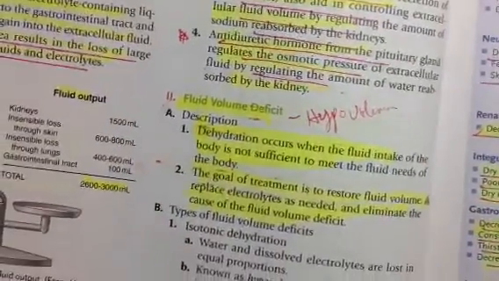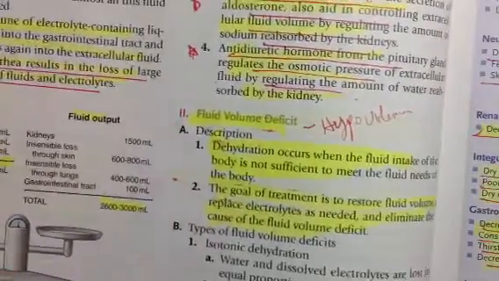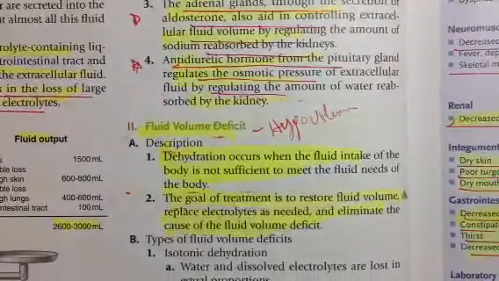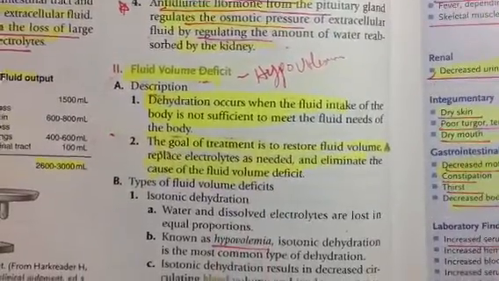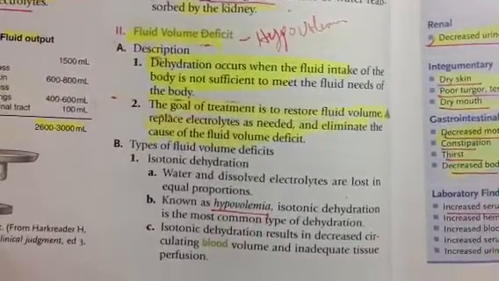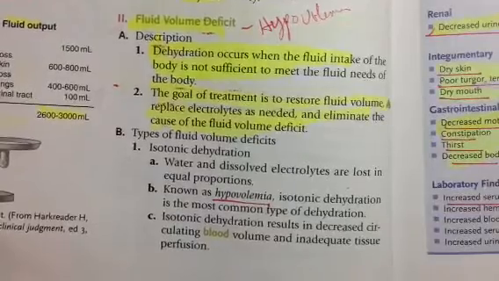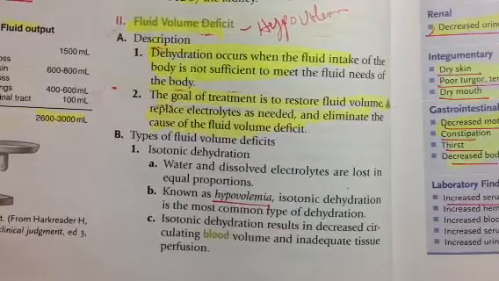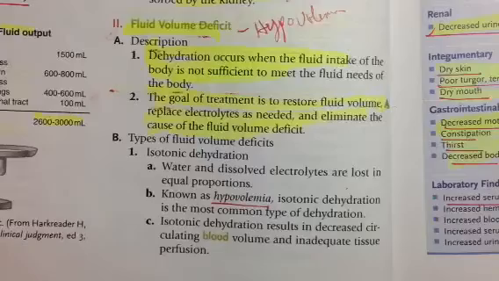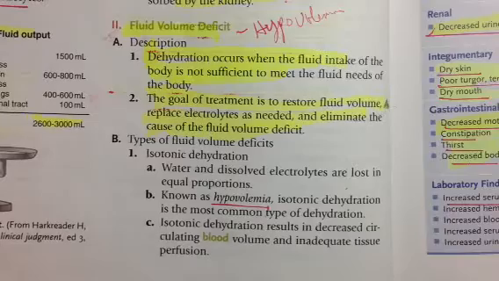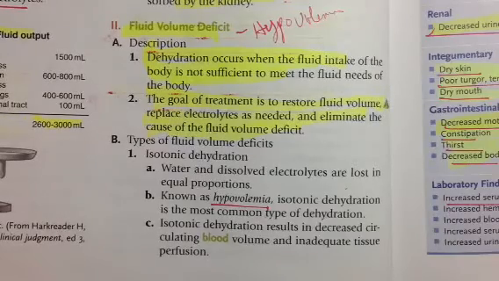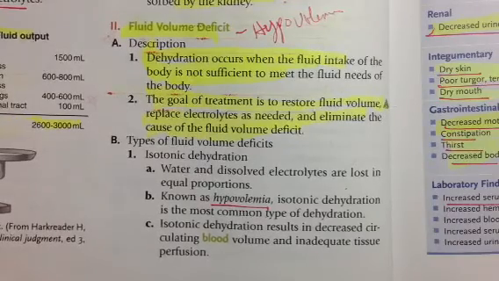Fluid volume deficit, also called hypovolemia. Dehydration occurs when the fluid intake of the body is not sufficient to meet the fluid needs of the body. The goal of treatment is to restore fluid volume, replace electrolytes as needed, and eliminate the cause of fluid volume deficit.